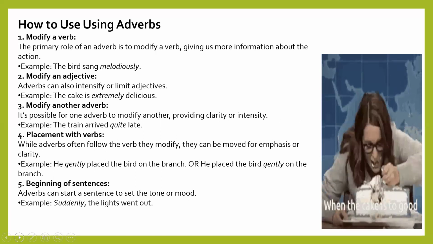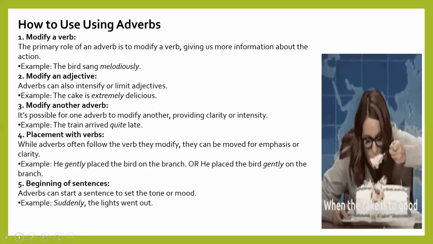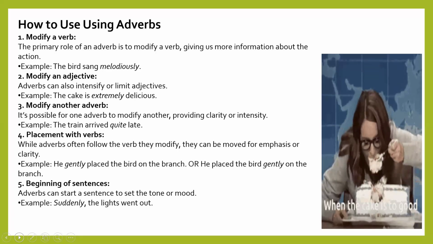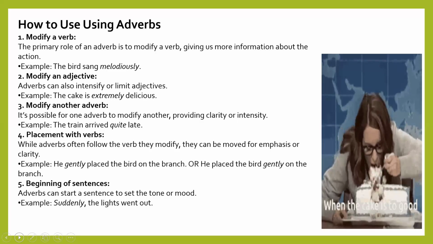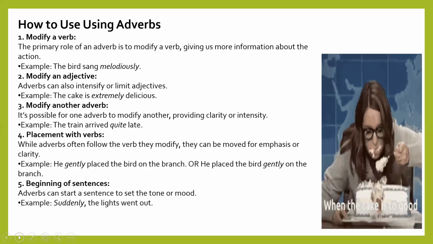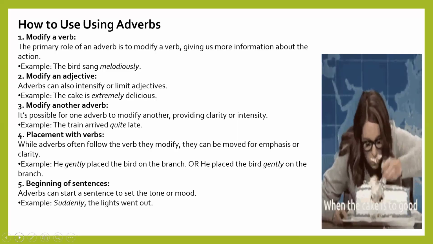We can remake this sentence also: he placed the bird gently on the branch. So they totally differ in their emphasis and clarity. He gently placed the bird on the branch. And he placed the bird gently on the branch. The meaning is totally changing, the emphasis of clarity.